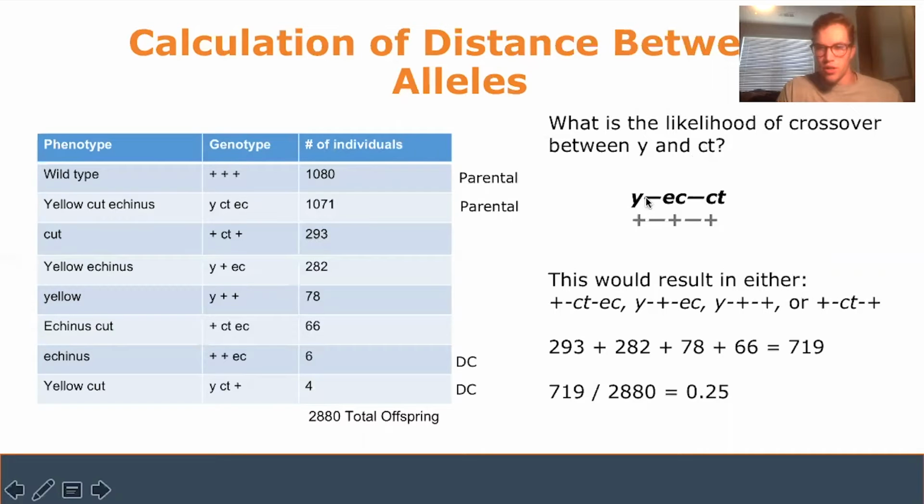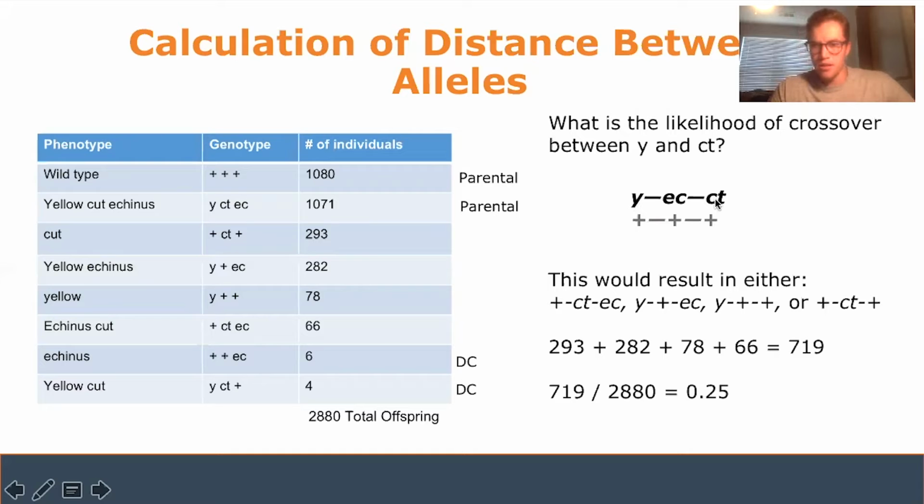Remember in the previous video that we determined that EC for echinus eyes is in the middle by comparing parental genotypes to double crossover genotypes. So, just for visuals, I constructed a theoretical parental chromosome. This is parental chromosome 1, this is parental chromosome 2, and they're noted in the table. It'll almost always be like this in practice problems. The table gives you the alleles in a different order than they actually are, because they want to make it difficult. Echinus would actually be in the middle, which we found out last time. So I rearranged it here just for visuals so you can think about it a little easier. So what's the likelihood of crossover between Y and CT?